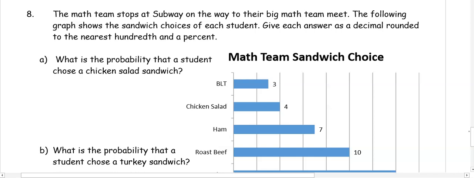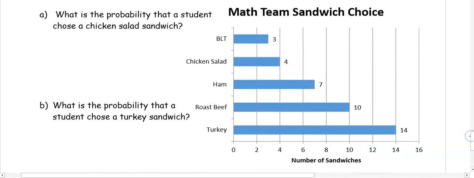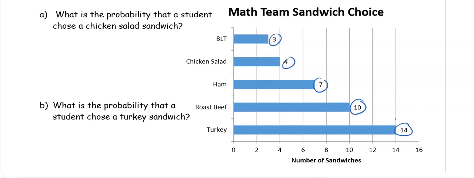For our last problem, the math team stops at Subway on their way to a big math team meet. The following graph shows the sandwiches choices of each student. Give the answer as a decimal rounded to the nearest hundredth and as a percent. So if we look at the math team, we have 3, 4, 7, 10, and 14. So we need to add those together to figure out how many total students went to eat at Subway. So we have 3 plus 4 plus 7 plus 10 plus 14. That gets us 38 students.